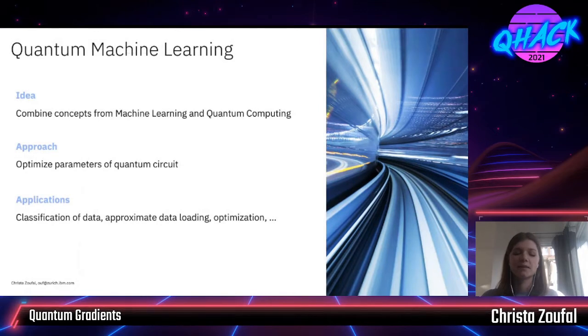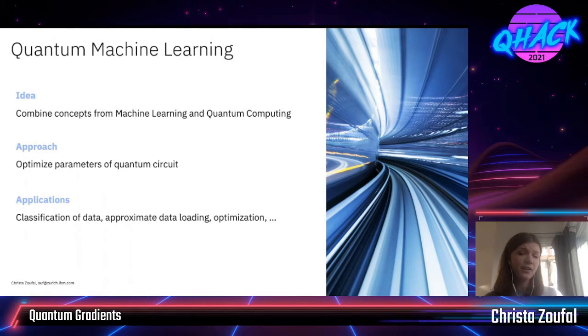This slide is basically about giving you a context for the whole model that I had in the back of my mind when I prepared this presentation. We've already heard about quantum machine learning, but we can never repeat the basic ideas too often. The idea of quantum machine learning is to combine concepts from machine learning and quantum computing, and thereby offer a new toolbox to tackle some problems.